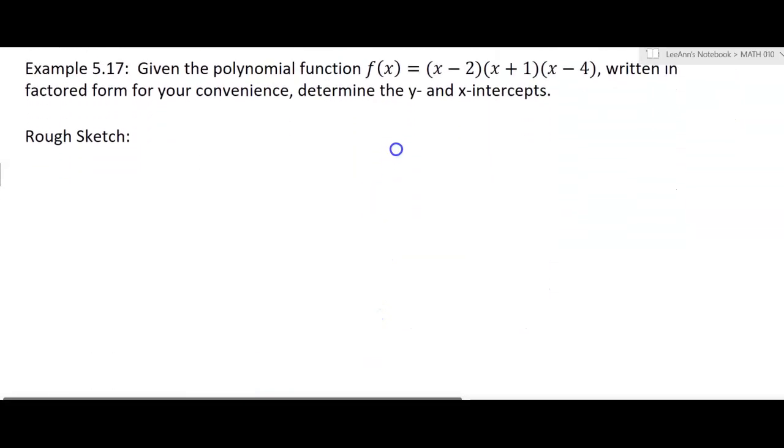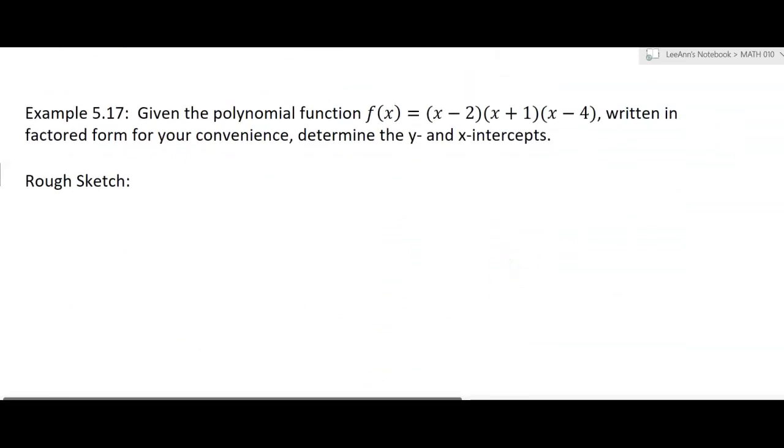Given the polynomial function, and they give us a function there, written in factored form for your convenience. Now, it's kind of funny that they said that because we've been working with polynomials and we wanted them in general form, but this one is not in general form. They have factors for us, but that's helpful to us. It's for our convenience. And they want us to determine the Y and X intercepts.